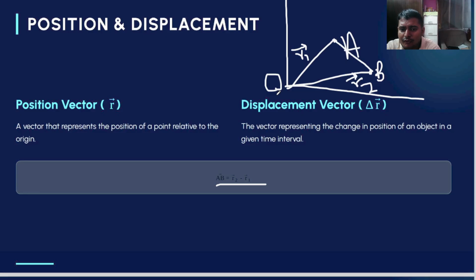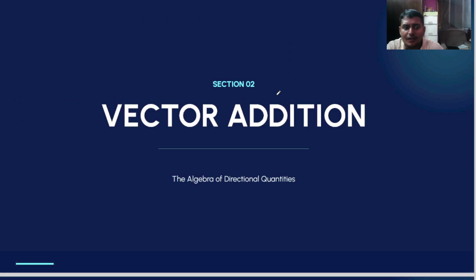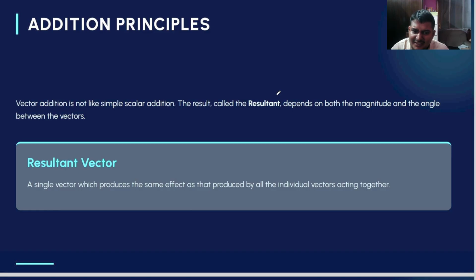Now coming forward to vector addition. We have studied addition in lower classes, but all the addition we have studied till now was scalar addition. Vector addition is not as simple as scalar addition. The result is called a resultant and depends on both the magnitude and the angle between the vectors. So what is a resultant vector? A single vector which produces the same effect as produced by all the individual vectors acting together is called a resultant vector.